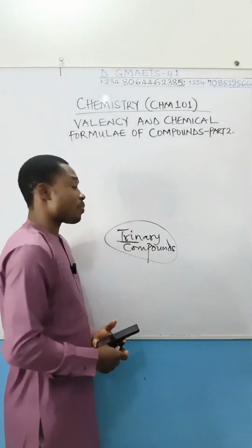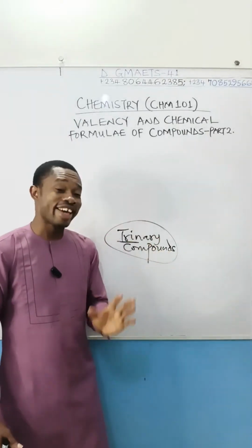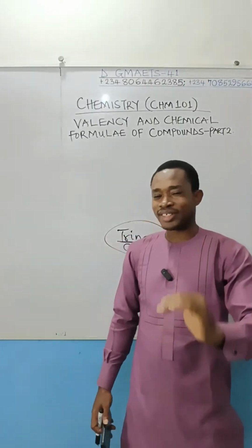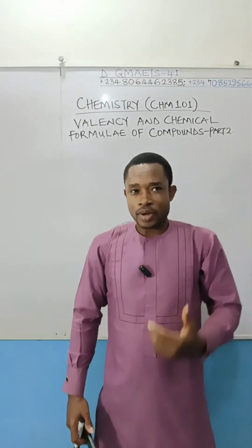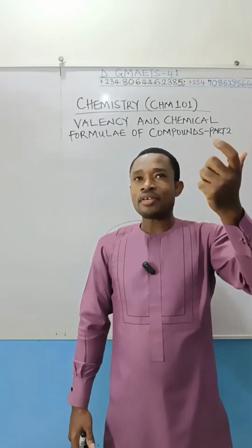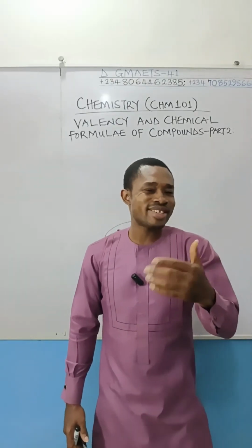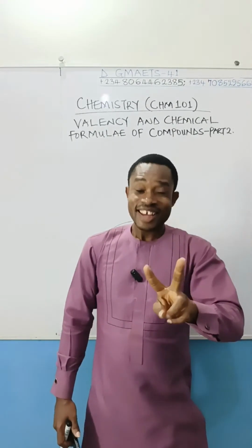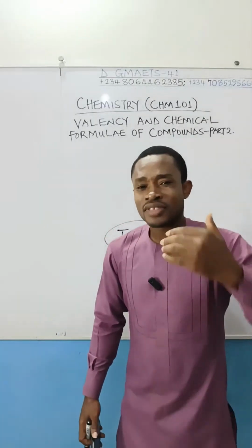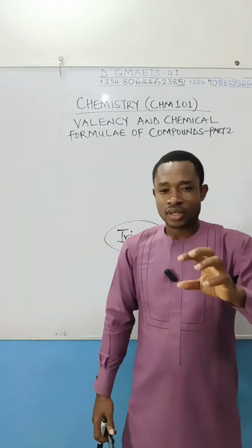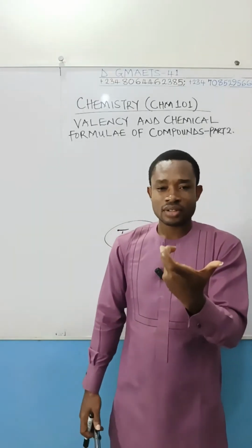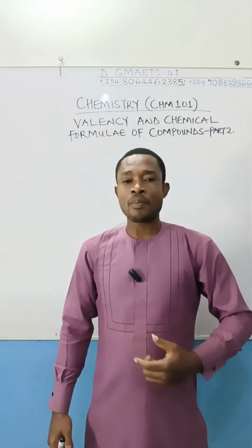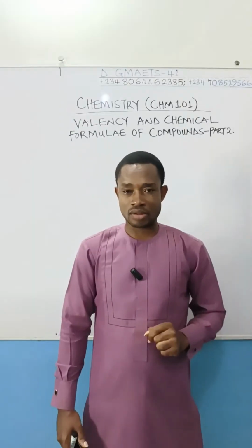So we have defined trinary compounds. Trinary compounds are compounds that contain 3 elements. But I want us to break it down further. Is it possible for us to look at trinary compounds as compounds that contain 2 species, rather than saying contain 3 elements? Can we reduce that element to the concept of species? So we can now say that trinary compounds, they contain 2 species.